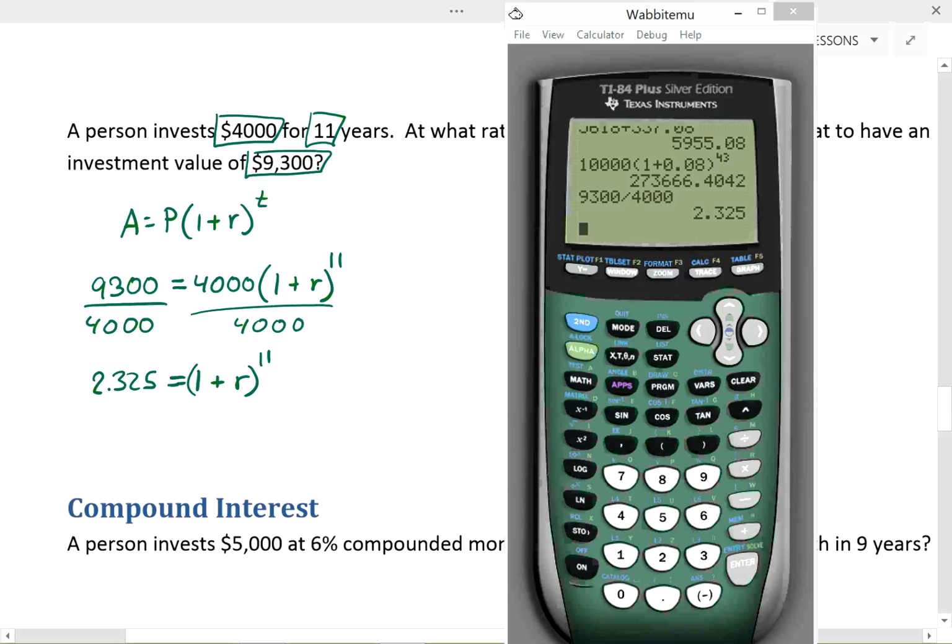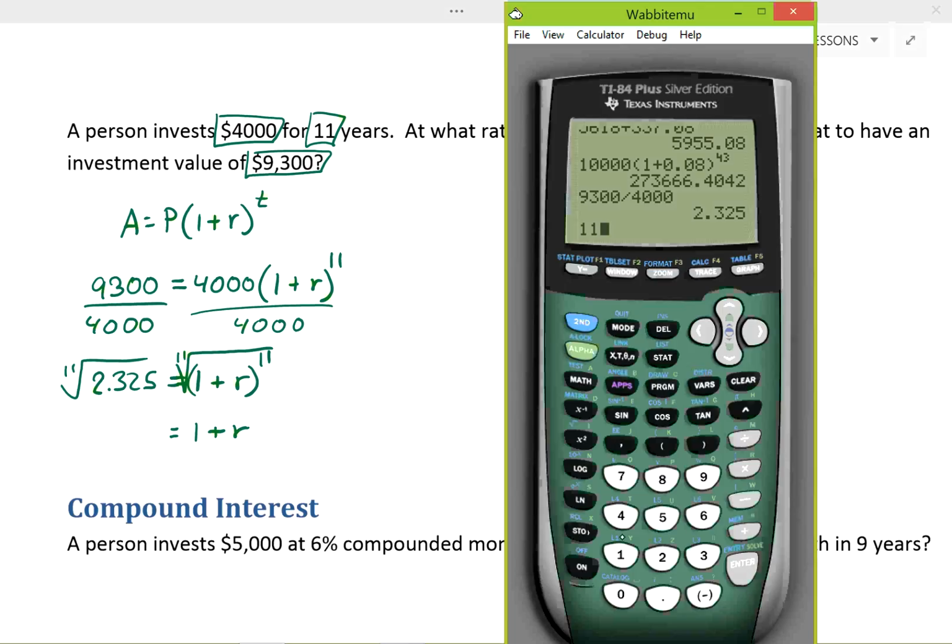Well, how do I undo an 11th power? I undo that with an 11th root. So 11th power and 11th root undo each other. So on the right-hand side, I'm left with 1 plus R. On the left-hand side here, how do I do the 11th root of 2.325? So in a graphing calculator, you first start by typing in the root value. So I'm going to type in 11, and then I'm going to hit my math button here. And I'm going to go down to option number 5, which is xth root.